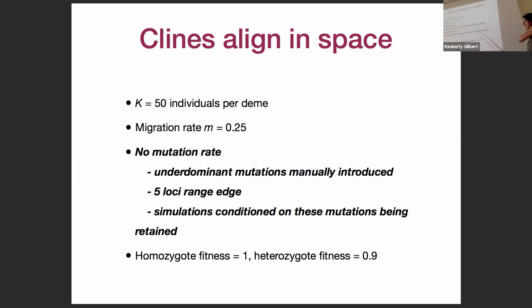So I did another set of simulations. We have a slightly higher carrying capacity and a slightly higher migration rate. That's not super important. We just wanted to have things move faster so we could look at this movement without doing many more simulations. It was a computational limitation. But now there's no mutation rate. We just have, at a range edge, 5 loci that we manually say, okay, now there's an underdominant mutation, and we condition on it surfing so that we can get 5 clines and follow what these 5 clines will do. Same fitness scenario, heterozygotes at 0.9, homozygotes at 1.